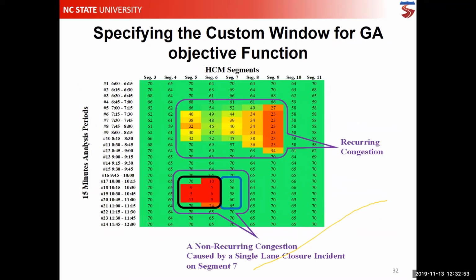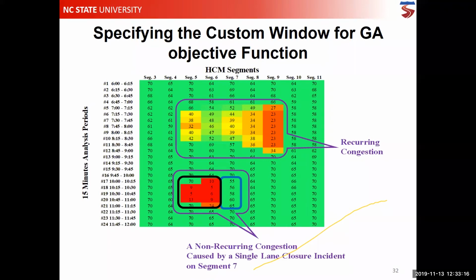So in this graph, I'm showing another speed contour, which shows a recurring congestion that is happening in the AM peak around 8 a.m. and also shows the congestion that is caused by an incident around 10 a.m. It creates some queuing, which is smaller than the queuing created by recurring congestion in our bottleneck in this facility.